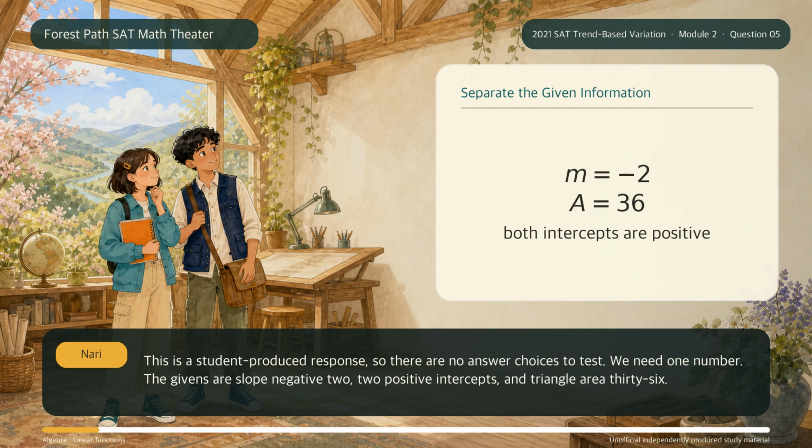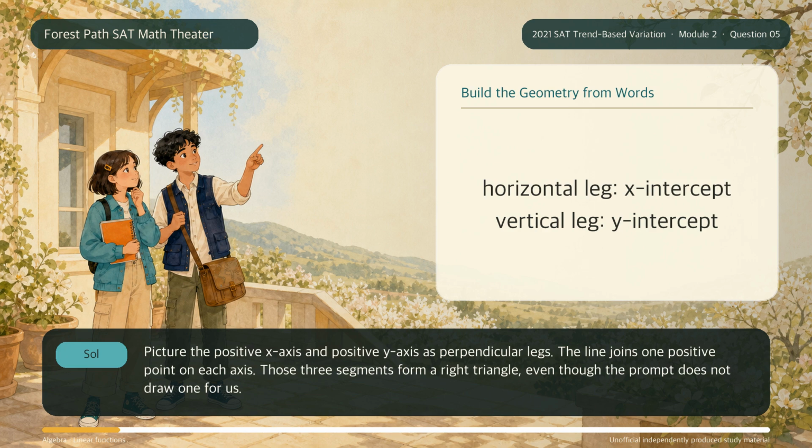We need one number. The givens are slope -2, 2 positive intercepts, and triangle area 36. Picture the positive x-axis and positive y-axis as perpendicular legs. The line joins one positive point on each axis. Those 3 segments form a right triangle, even though the prompt does not draw one for us.